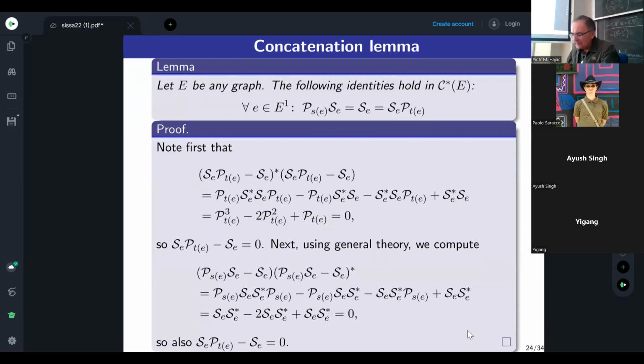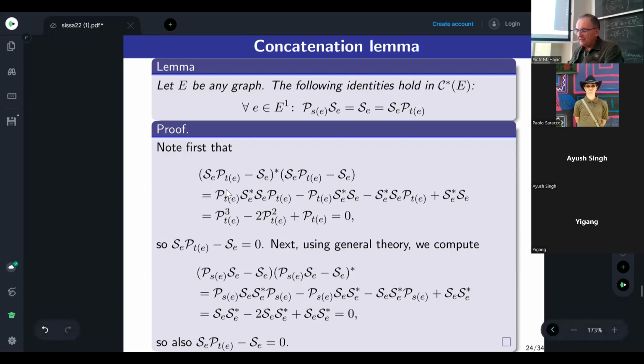Basically, we have to do two calculations. Both calculations are easy, but the first one immediately gives you the result. So I want to prove that s_e p_t(e) is equal to s_e. So I subtract s_e from s_e p_t(e), and I star it and I multiply it by itself. If I prove it is 0, then by the C-star property, I have the desired equality. Okay, so I just calculate.